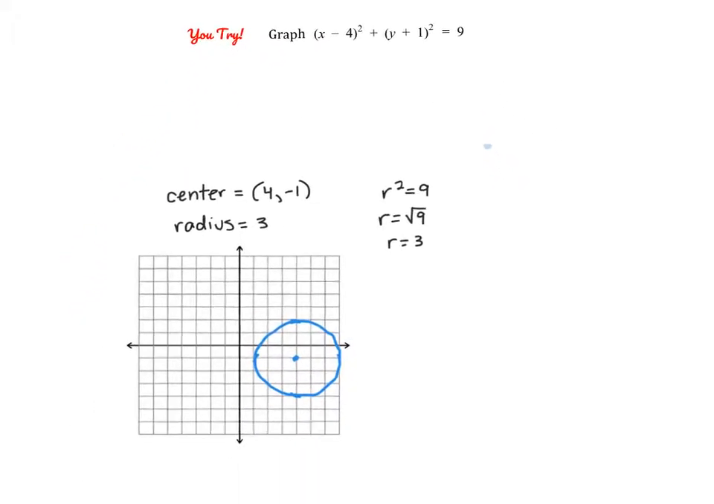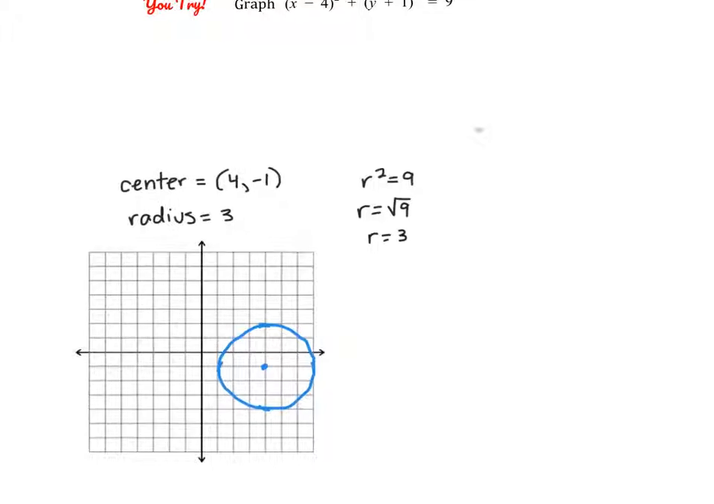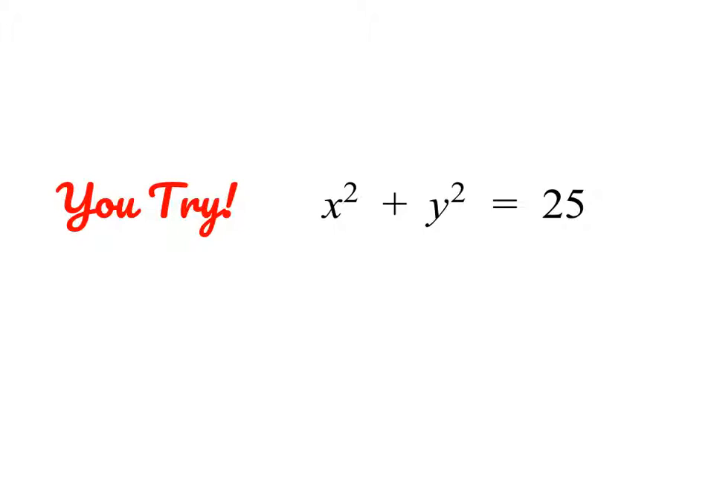Okay, so here our center should be at +4, -1. R squared is 9, so our radius is 3. So here's our center, and then right 3, up 3, left 3, and down 3. All right, go ahead and give this other problem a try. Don't overthink this one. The center is easier than you would think.